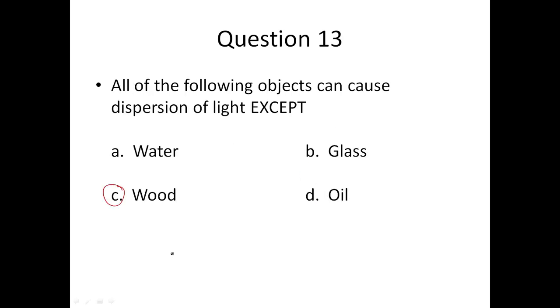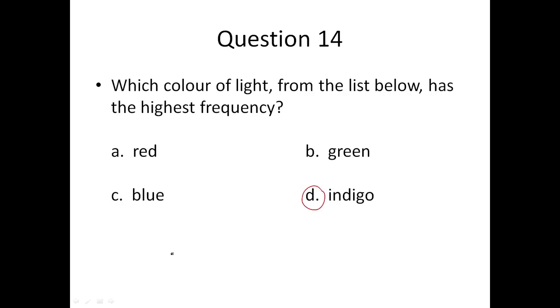All of the following objects can cause dispersion of light except wood, right? So wood is opaque, so it wouldn't cause the breaking up of light into its different colors. Sometimes you look at water, you see the rainbow in water, you could see it in glass, and you could see it in oil sometimes. So those mediums allow dispersion of light.